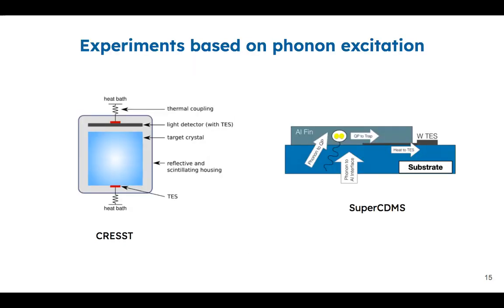And CRESST uses a little bit different technique. It also uses the scintillation light in addition to the phonons. And again, they can detect this scintillation light using these TES devices. By the way, TES stands for transition edge sensor, which is a superconducting-based device. These are basically very sensitive calorimeters, so they can detect a very small increase in heat in your device. They are called calorimeters because they are trying to detect a sudden increase in temperature in the device.